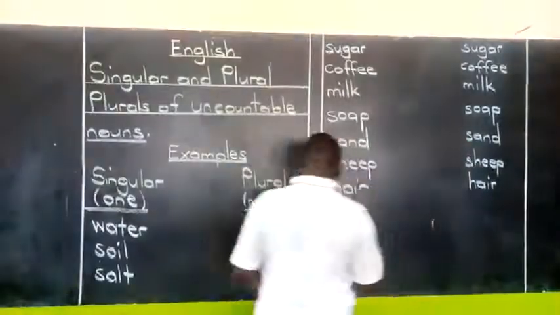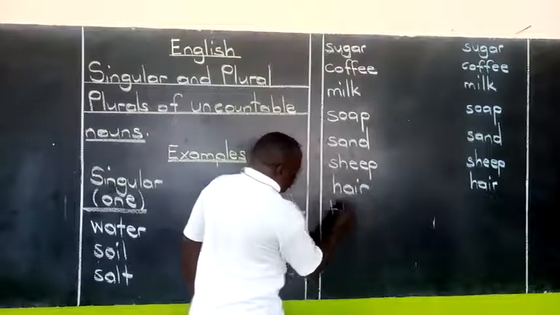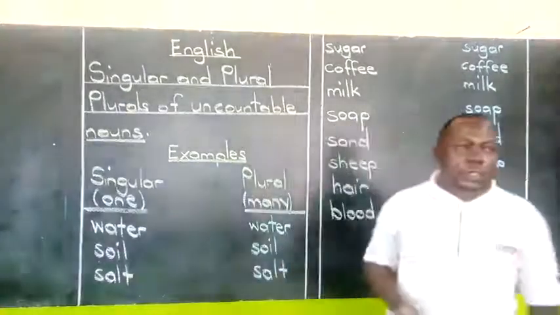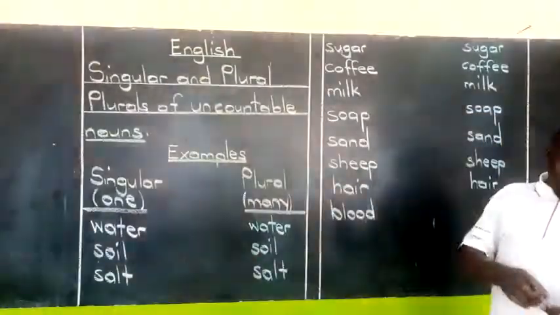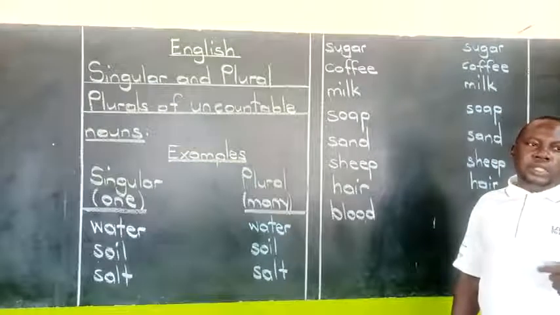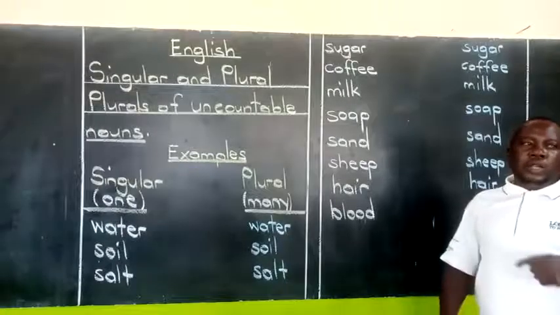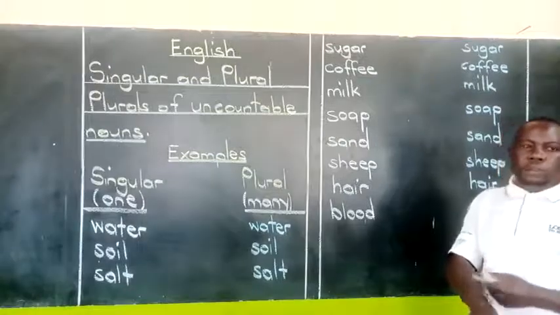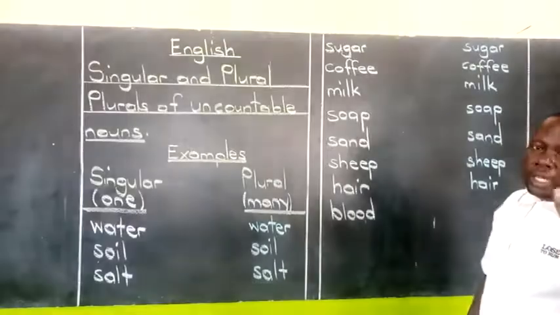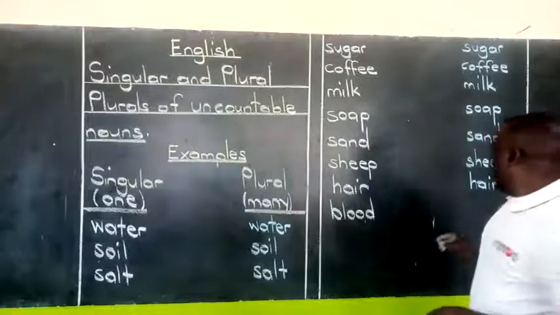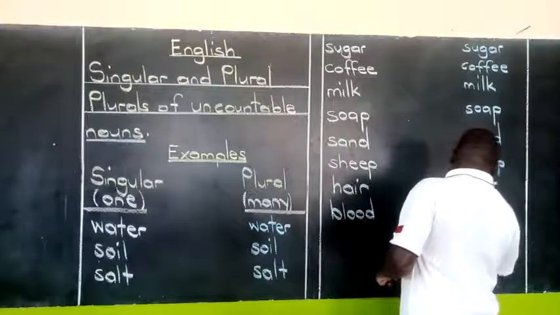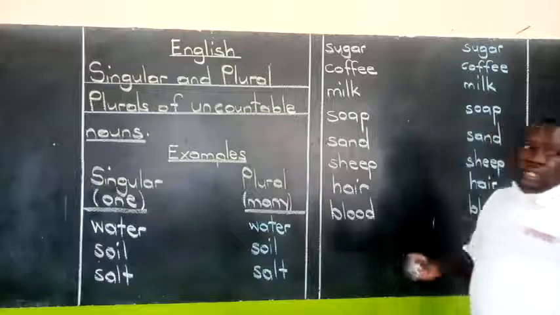We have blood. Blood is formed in our body. If you don't have blood, my friend, you cannot survive. So it is blood that is keeping our body. That is why your body is ever warm. When your body is cold, that means you lack blood in your body. So blood, then blood. You cannot say, give me bloods. No.